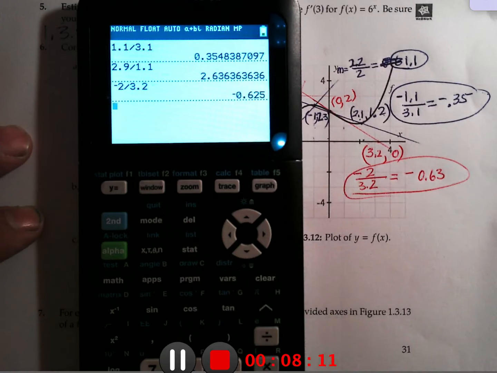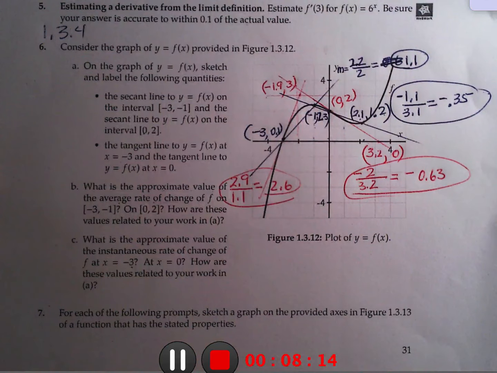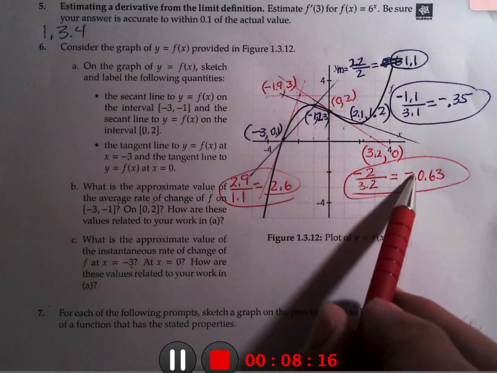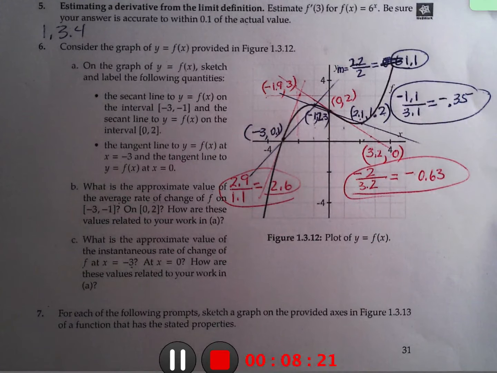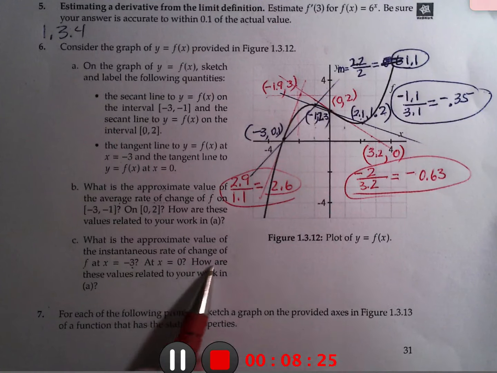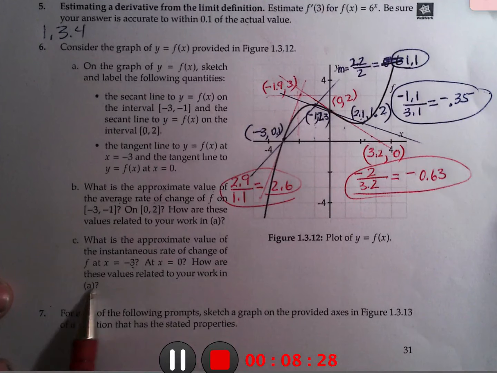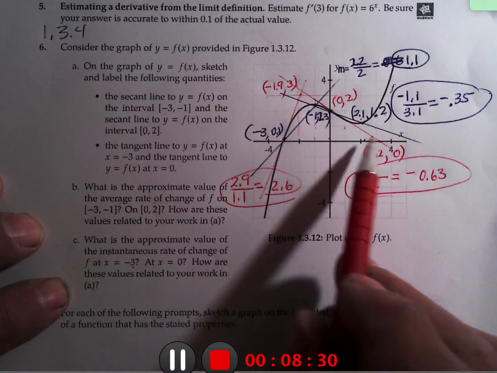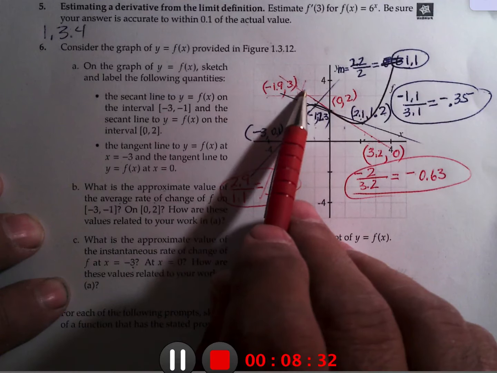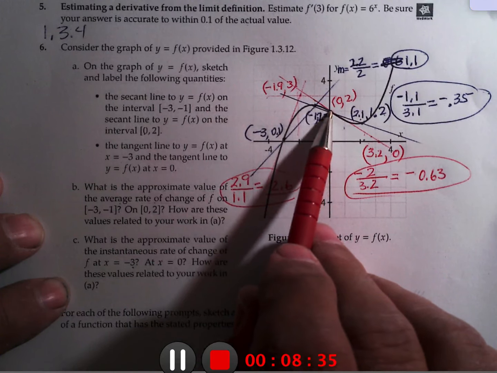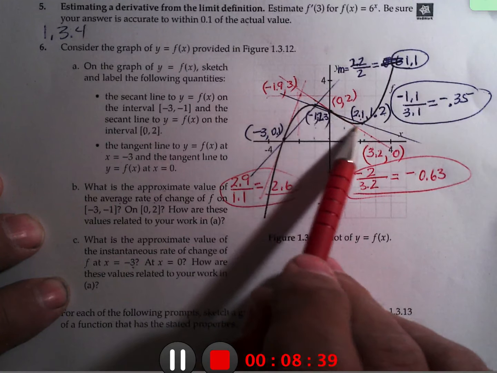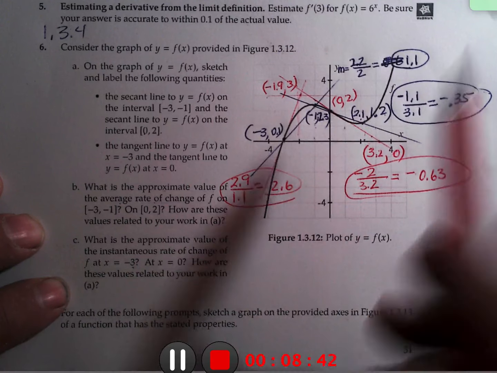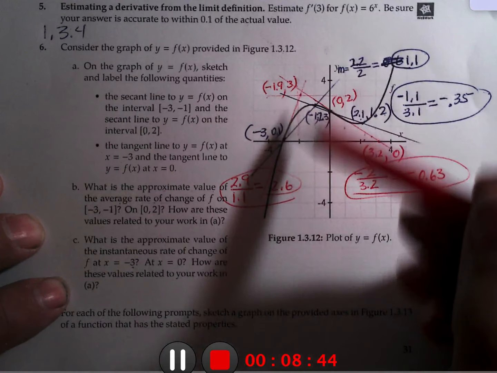Okay? This line is a little steeper in the negative direction than the blue line was. Okay, that's all they want to do. How are these values related to your work in A? So this is the slope right at that point, whereas on the average from here to there, the slope gets less because the curve is starting to go up. And here, this is steeper than this one because the curve starts going down.